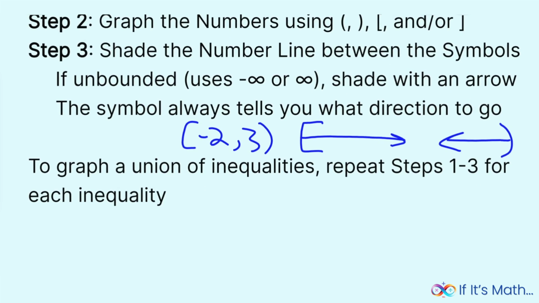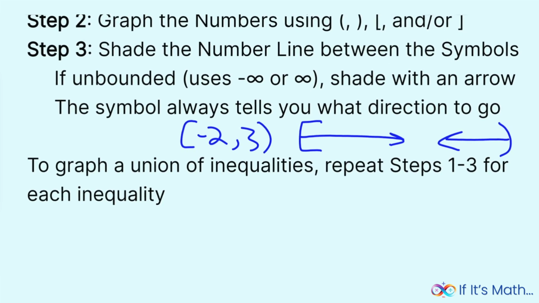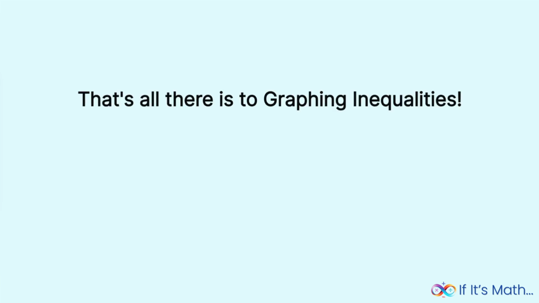And then remember that to graph a union of inequalities, you just graph it twice. That's all it is. You take the two inequalities, put them both on that same number line. And there you go. That's it. That's all there is to graphing inequalities.